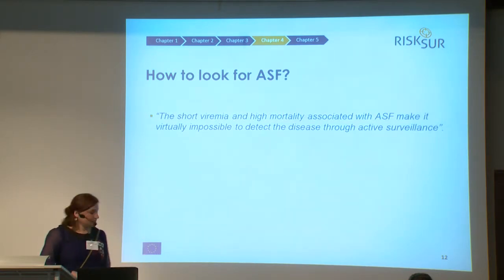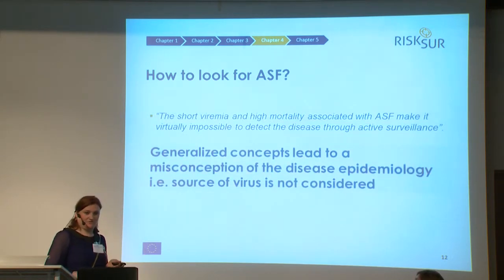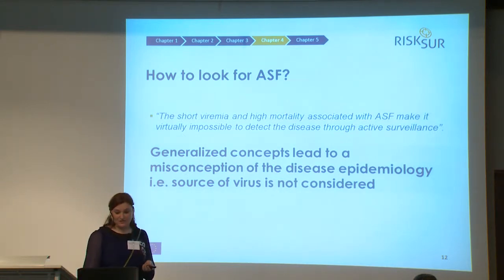So, for example, these are true sentences that have been read in international dissemination documents. The short viremia and high mortality associated with ASF make it virtually impossible to detect the disease through active surveillance. Now, these generalized concepts lead to a misconception of the disease epidemiology. This is not taking into account the source of the virus, is not taking into account the different routes of introduction of the virus and how the quantity of virus differs for each of the routes of introduction, and how that interacts with your susceptible population that is going to give a different, for example, clinical picture.